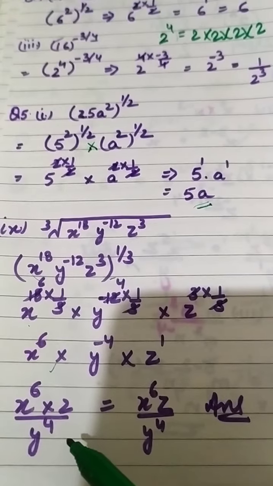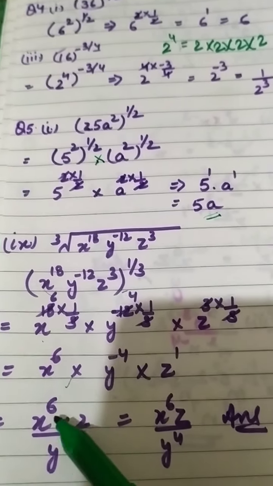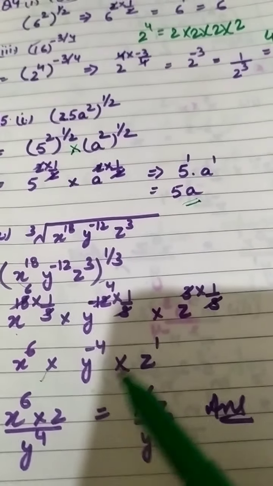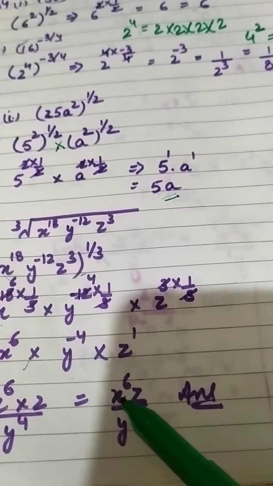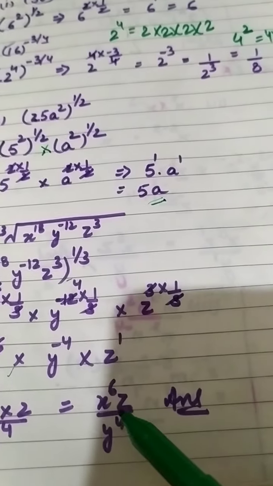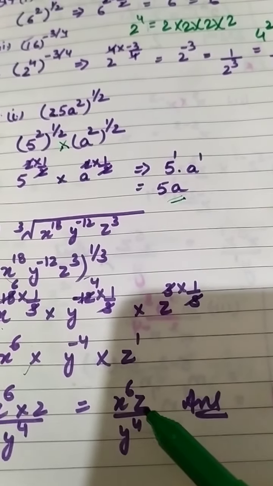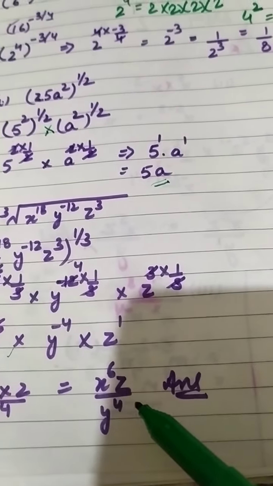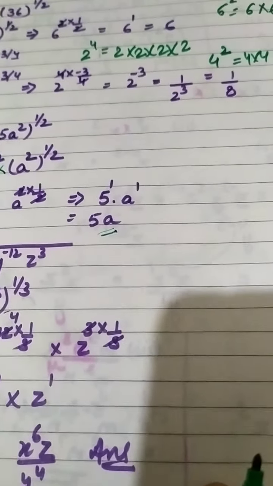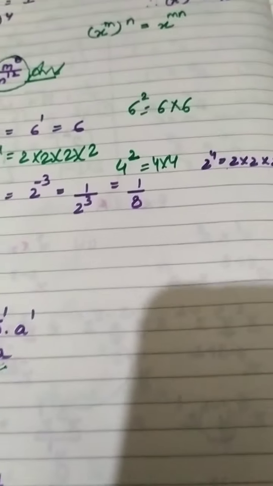Children, we can leave our answer here only, but in algebra we don't put a multiplication sign. This also means that they are in multiplication. If you write like this, x raised to the power 6 z upon y raised to the power 4. Okay, till here, till question 5 we have completed.